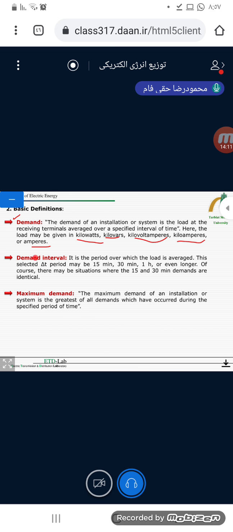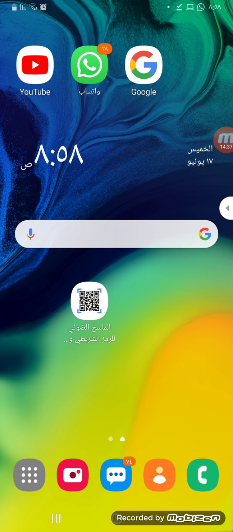Demand interval is the period over which the load is averaged. The selected delta T period may be 15, 30, 1 hour, or even longer. Of course, there may be situations where the 15 and 30 minute demands are identical.